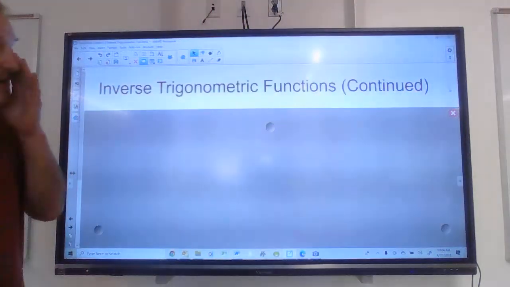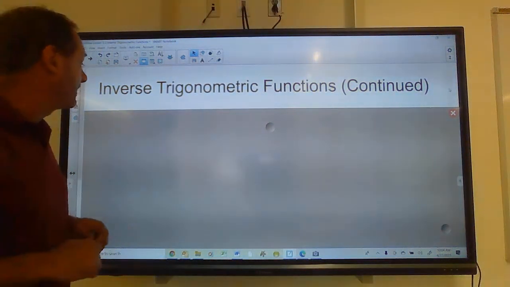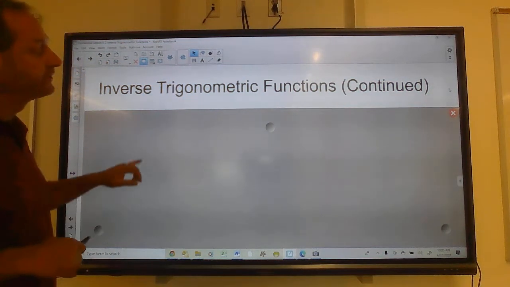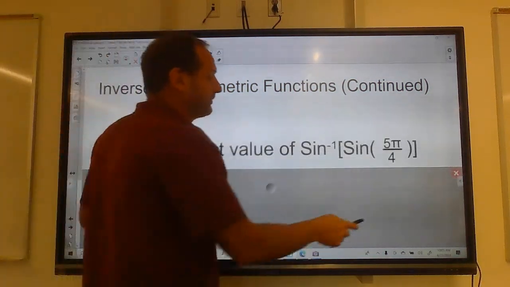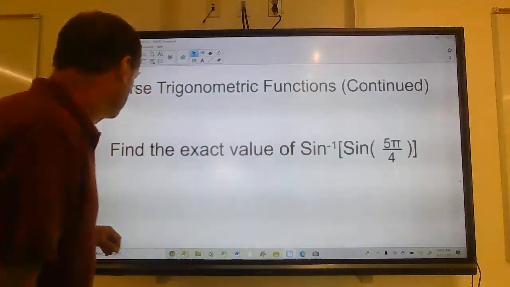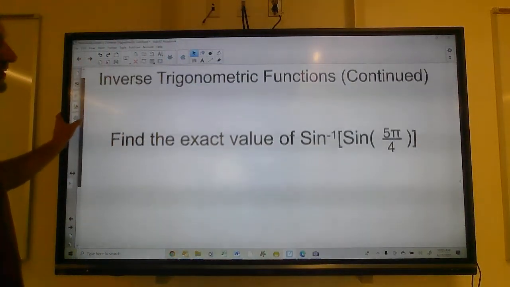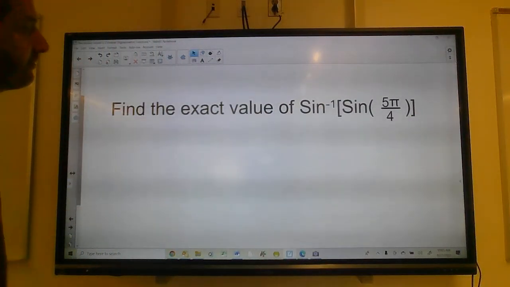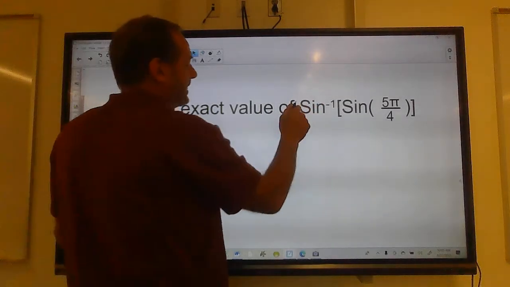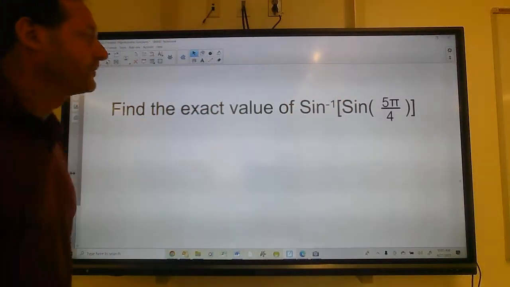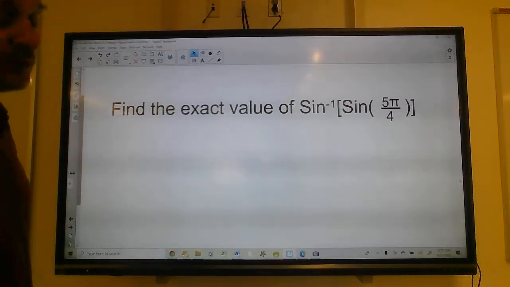Good morning, everybody. Today we're going to continue our conversation about inverse trigonometric functions. So we're going to look at problems like this. Find the exact value of the arc sine of the sine of 5 pi over 4. Your first thought might be, oh, let's just cancel out the arc sine and the sine. But the question is, can you really do that?